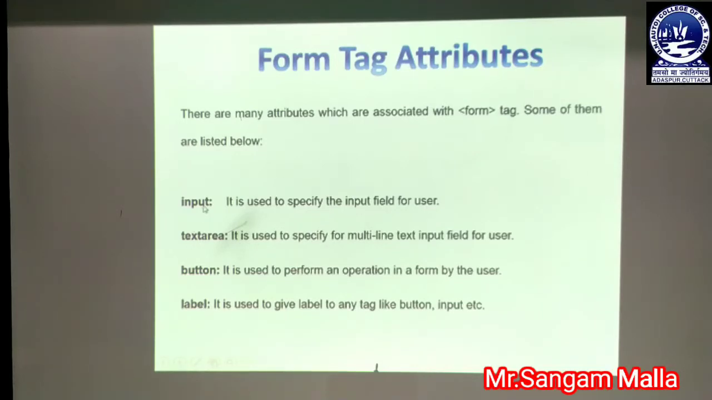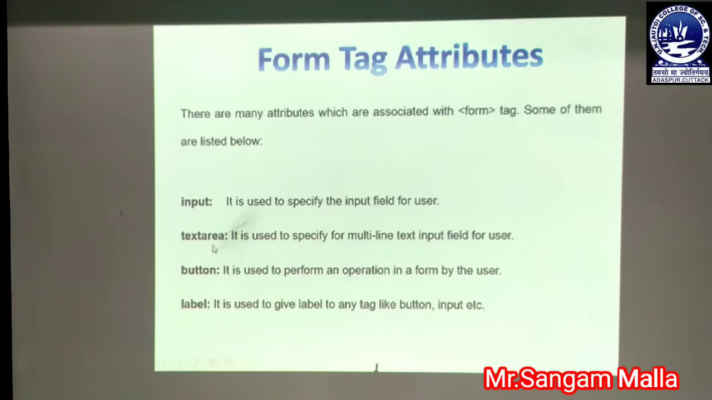The first one is input. Input is the attribute that is used to specify the input field for the user. That means the user has the capability of inputting text or any matter through the input field with the help of the input attribute. The input attribute enhances the property of the form tag in order to take the input from the user. We also have some different attributes associated with the input attribute of the form tag in order to increase its functionality.